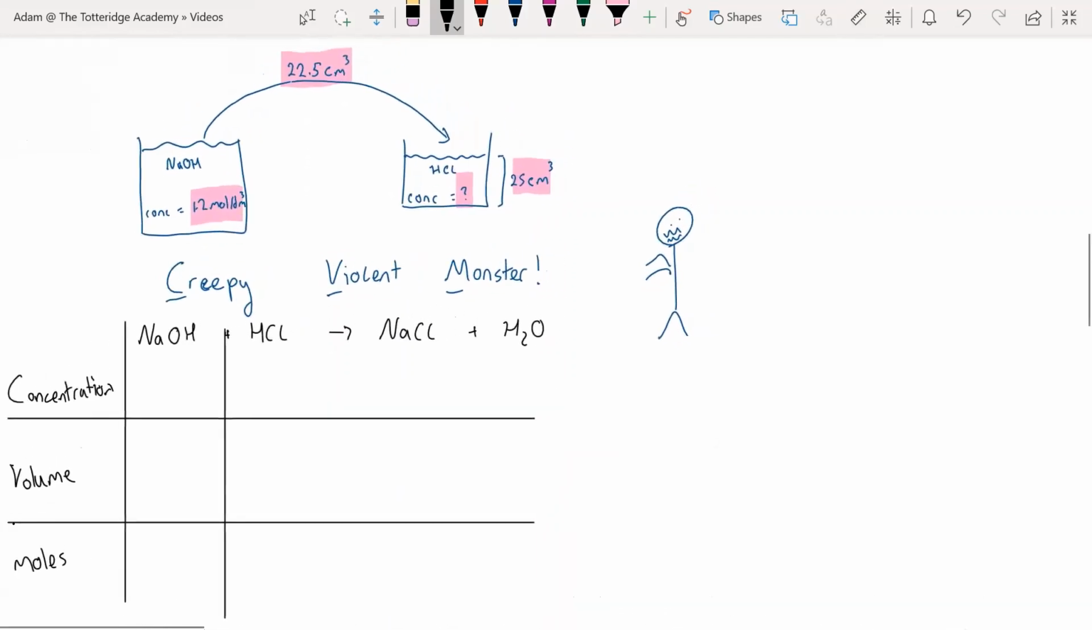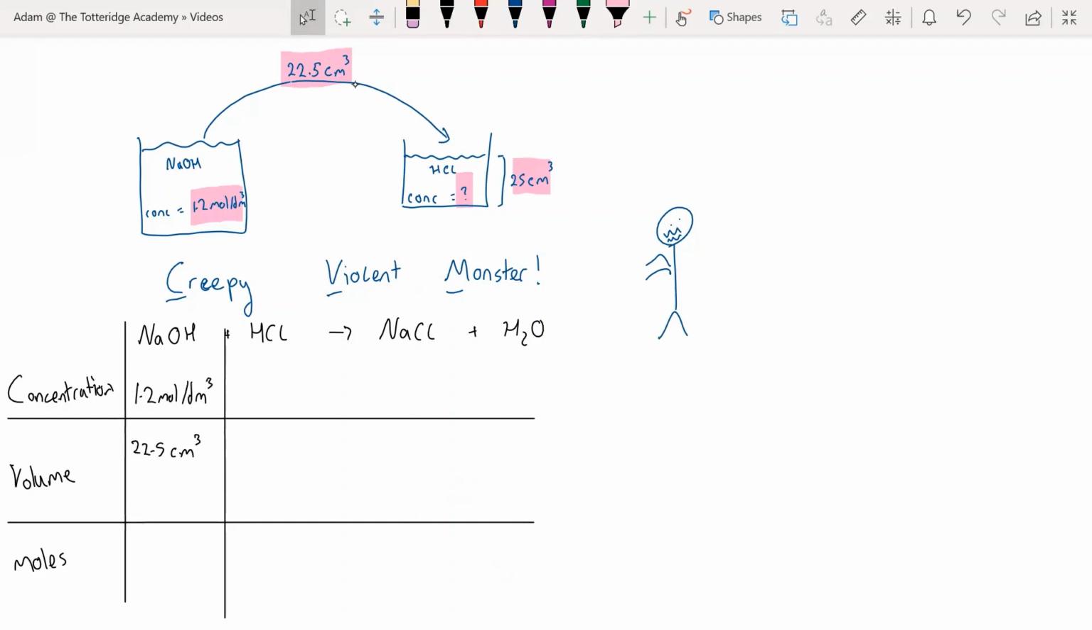The first thing you do in the creepy violent monster method is you fill out everything that you know. So for NaOH, right here's the NaOH, they've given me the concentration, so I'm going to write that in: 1.2 moles per dm cubed. They've also given me the volume, 22.5 centimeter cubed. Great.